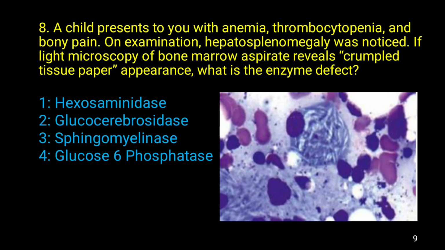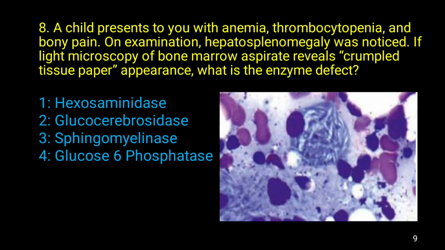What is the enzyme defect? It may be written as the name of the disease, or it may be written as an enzyme deficiency. So glucocerebrosidase is the enzyme deficiency in Gaucher's disease, which creates this crumpled tissue paper appearance. This typical cell appearance will be seen, and so the right answer is glucocerebrosidase, occurring in Gaucher's disease.